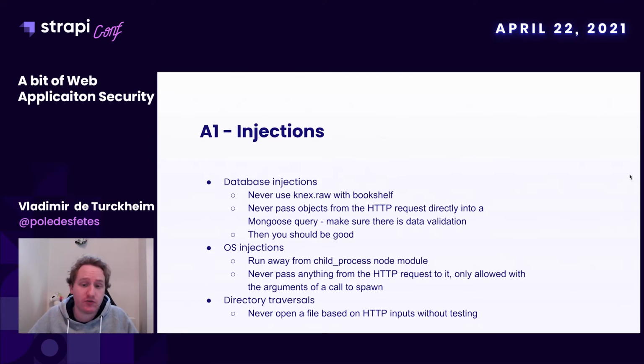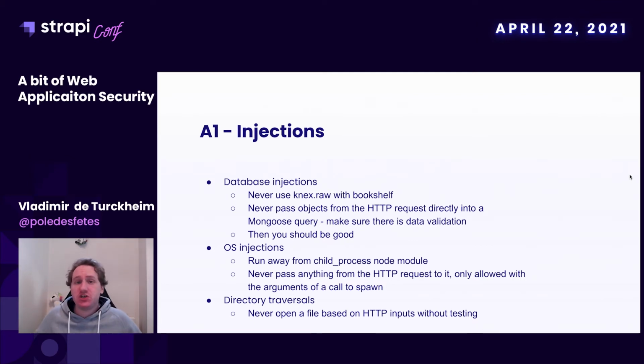And if you really need to start a child process with remote user-defined parameters, then you need to use the spawn method, not exec, not execFile, not fork, spawn method, and make sure that you provide these parameters from HTTP as arguments, not as the executable part. That should take you to a good level of safety, but overall, avoid this module altogether, especially with inputs.